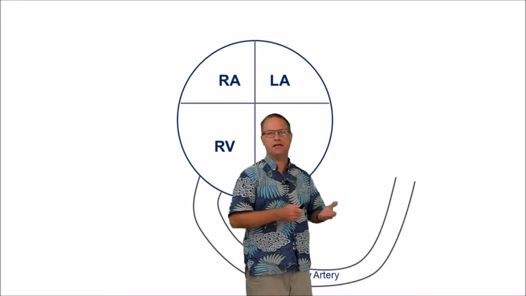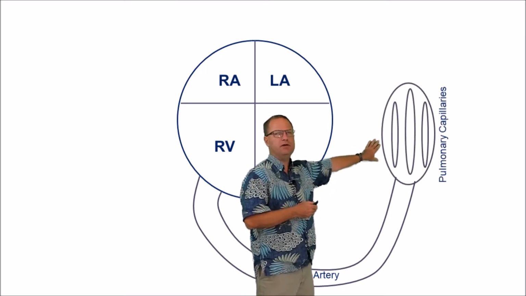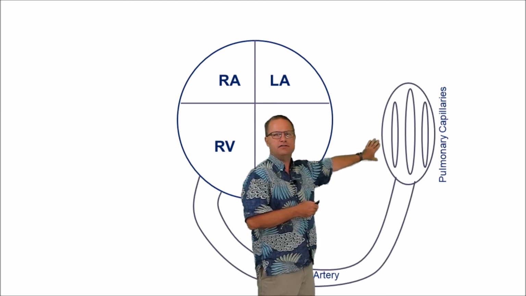The next vessel in line are the pulmonary capillaries. The pulmonary capillaries are tiny little blood vessels in the lungs where we pick up oxygen and drop off carbon dioxide. So I've drawn them here as a mesh network.